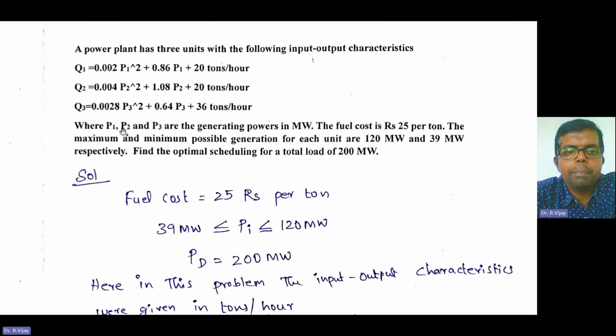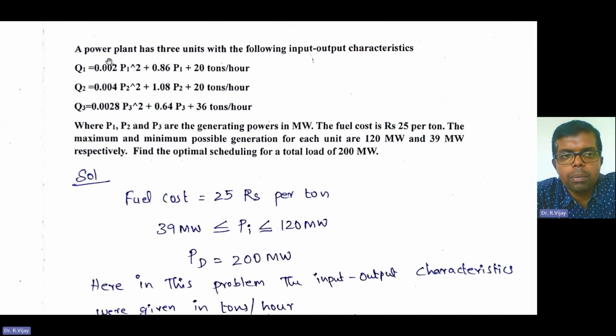Here, P1, P2 and P3 are the generating powers in megawatt, and the fuel cost is rupees 25 per ton. The maximum and minimum possible generation for each unit are 120 and 39 megawatt respectively. Find the optimal scheduling for the total load of 200 megawatt.